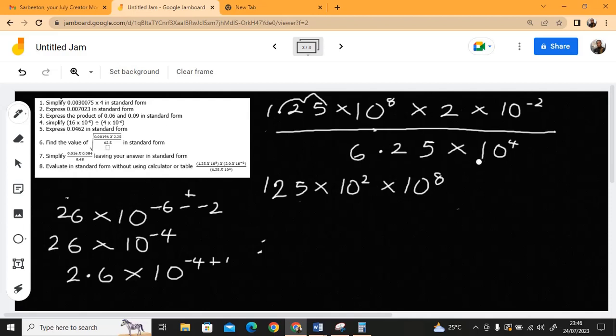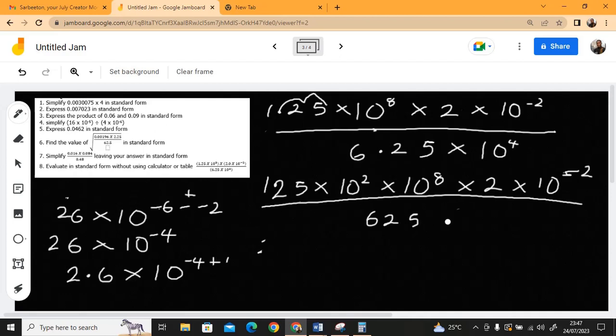So this is then times 2 times 10 raised to the power minus 2, all over. What do we now have? You count also 1, 2. That is 625 times 10 raised to the power 2, times 10 raised to the power 4. Now, with this, our problem is solved.